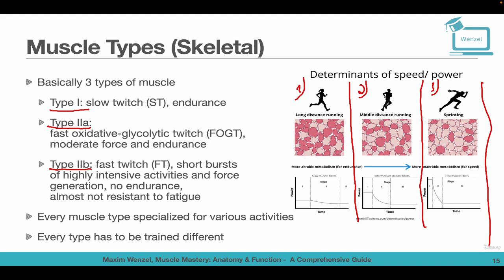And every muscle type is specialized for various activities. As I said here, the first one is responsible for long distance running, the second for like 3K running, and the third for sprinting. And every type has to be trained differently. You will see a sprinter trains differently than a long distance runner, and he is capable of performing different activities. So this picture, we will look at in the end as a summary.